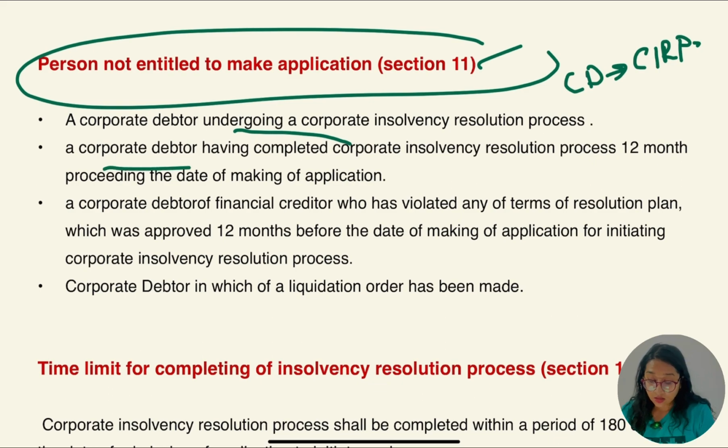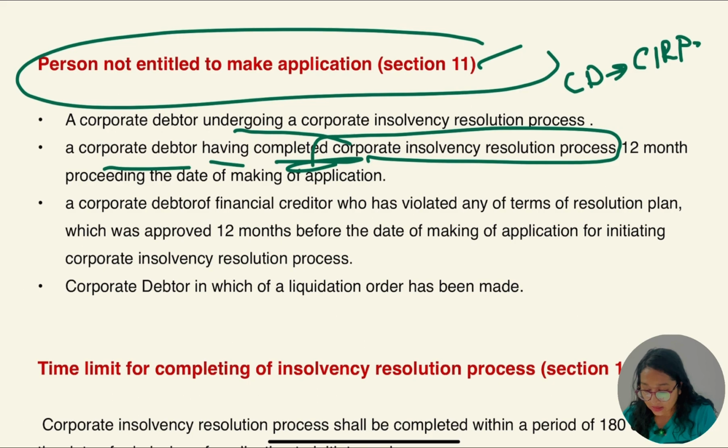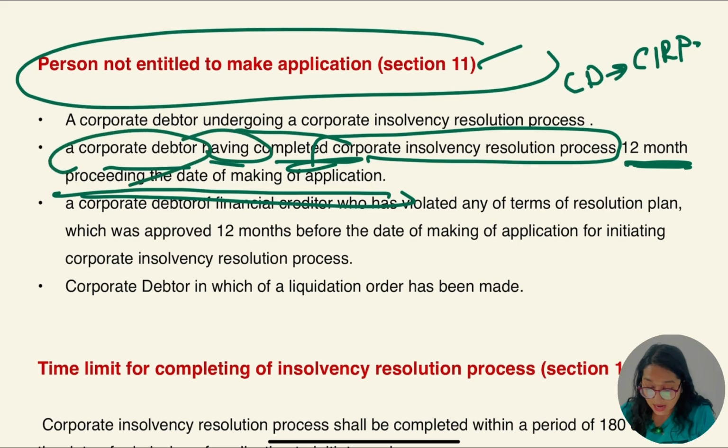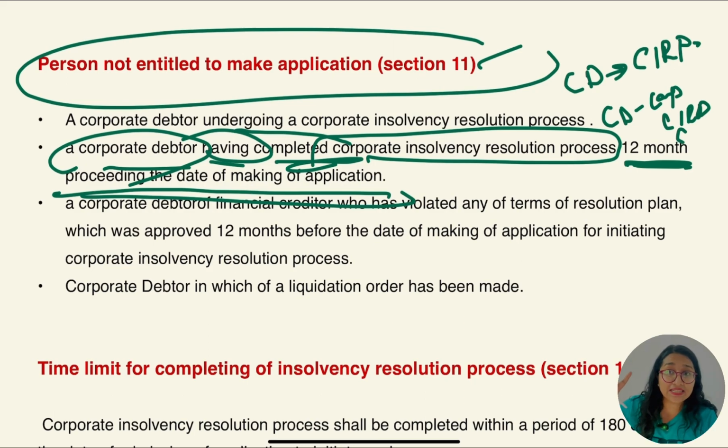A corporate debtor who has actually completed the CIRP in the 12 months preceding the date of making of application. So we are going to take the 12 months preceding the date of making application. We are going to take that day. And to whom are we talking about? The corporate debtor, who has completed CIRP within 12 months preceding the date of making application. So this was also clear, right?